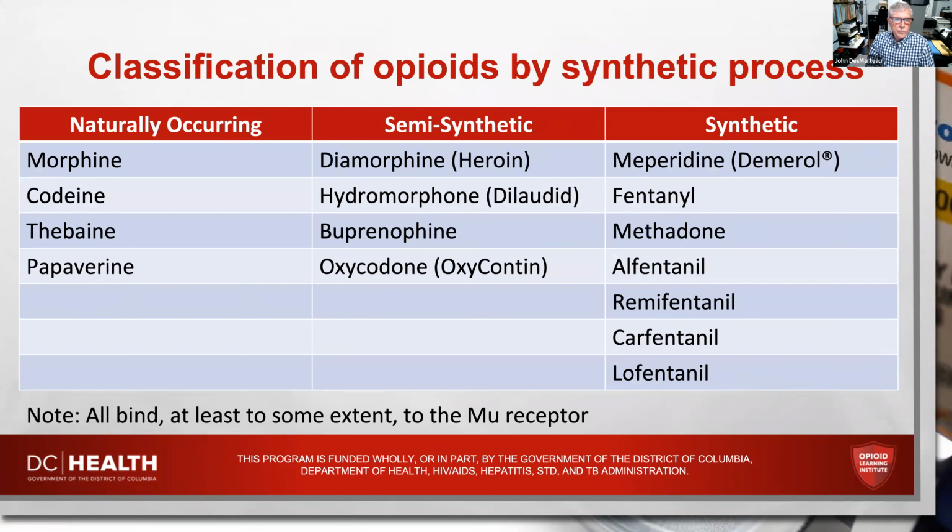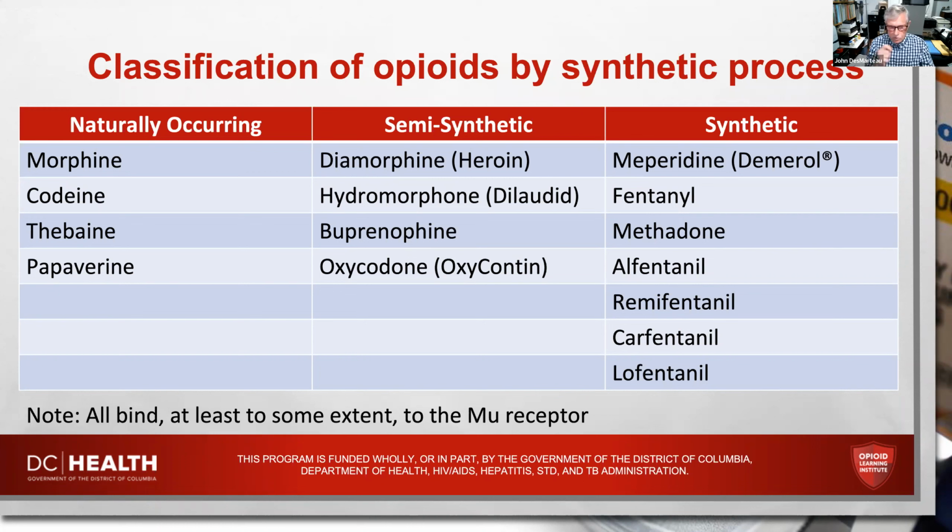Okay, so here's a classification of opioids by how they're made. The naturally occurring are morphine, codeine, thebaine, papaverine. The semi-synthetics are not completely laboratory made. They have a relation to the naturally occurring, and you can see the ones here: heroin, Dilaudid, hydromorphone, buprenorphine, and oxycodone, also sold as OxyContin. And then the completely synthetic includes meperidine, which is Demerol, fentanyl, methadone, and carfentanil.